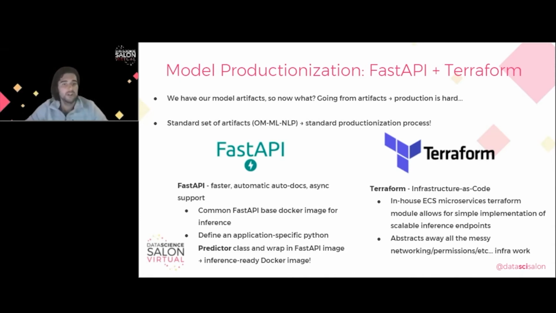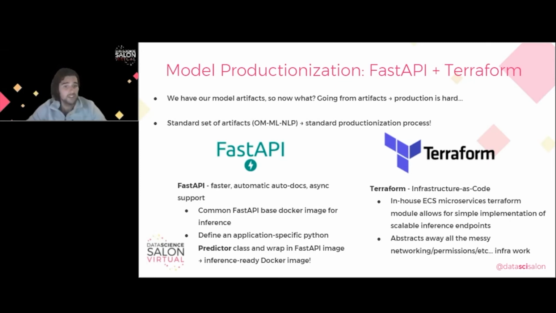The other piece of the puzzle is the infrastructure needed to host this inference service. And for this purpose, we leverage an infrastructure as code tool called Terraform. We host our services largely on Amazon ECS, which stands for Elastic Container Service. In very simple terms, you specify a Docker image and ECS runs it. We've developed an in-house ECS microservices Terraform module, which allows for essentially plug-and-play implementation of new inference services.